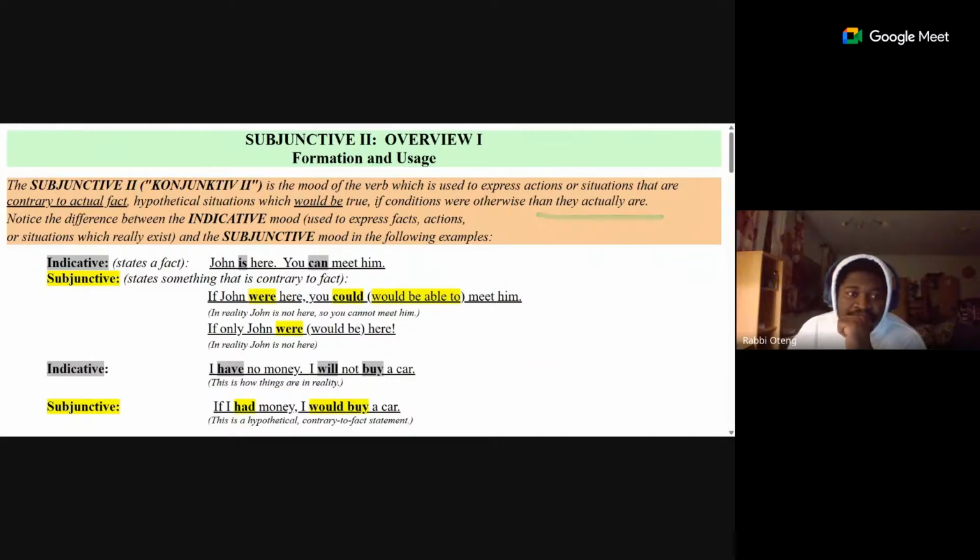Notice the difference between the indicative mood. The opposite of the subjunctive is the indicative, which states things that are actually real.